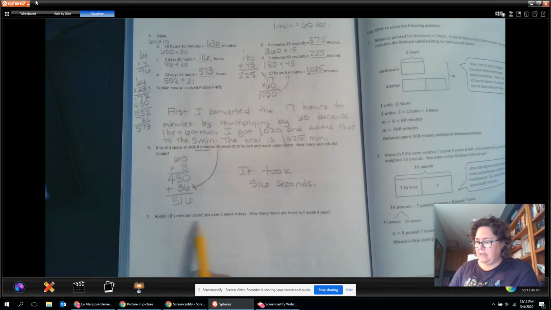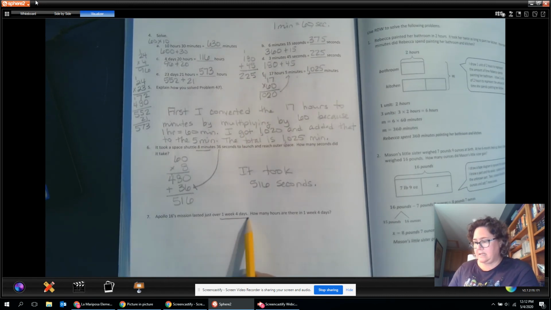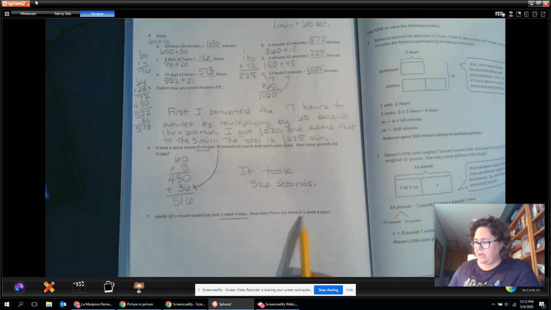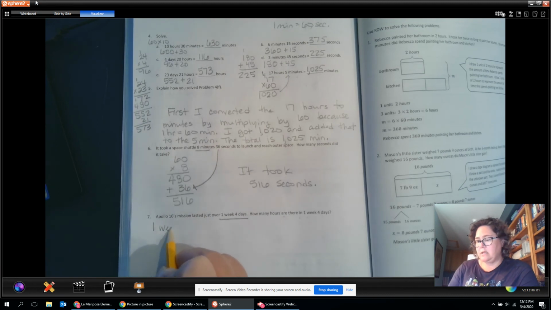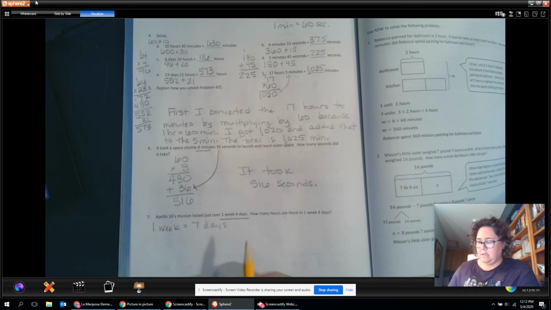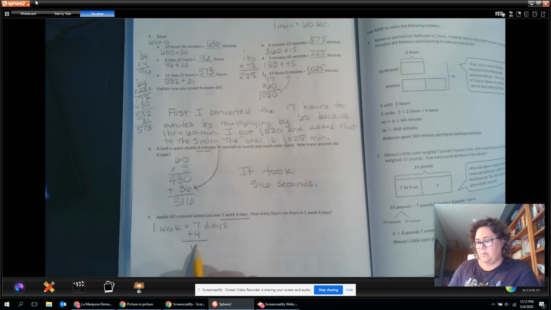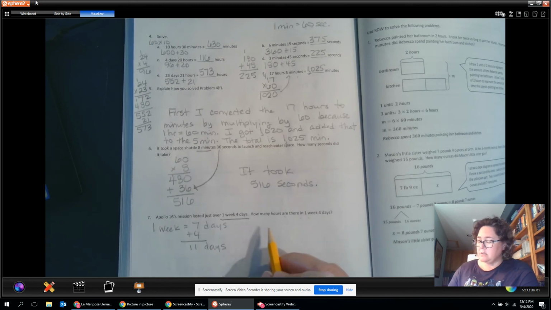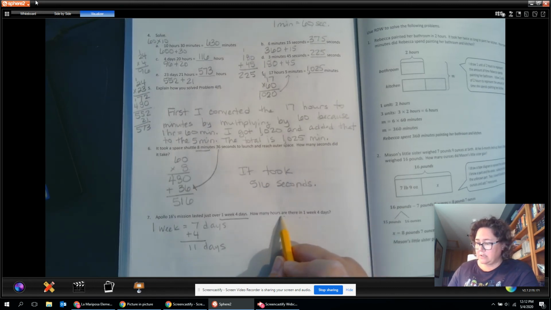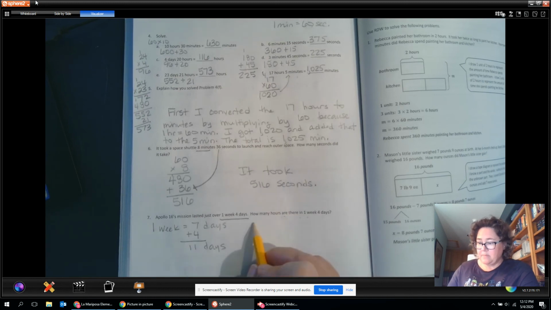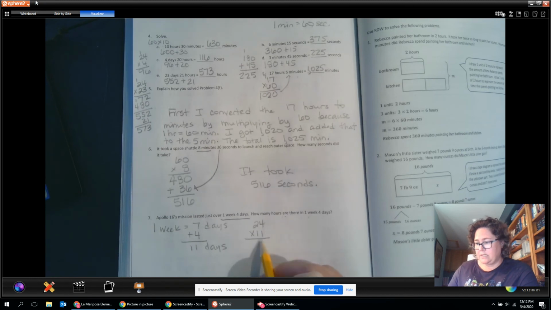Okay. And our last question. Apollo 16's mission lasted over 1 week, 4 days. How many hours are there in 1 week, 4 days? Well, 1 week is 7 days, right? So if we've got 7 days plus 4 days, we have 11 days. Everybody agree? So now we know that they want the hours. Well, there's 24 hours in 1 day.